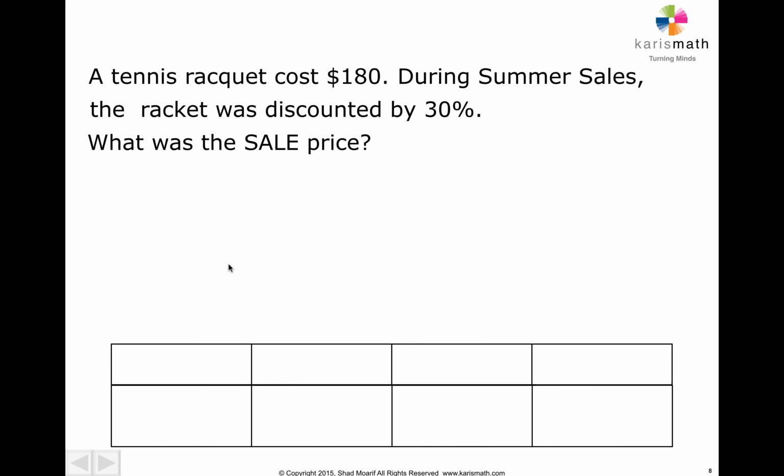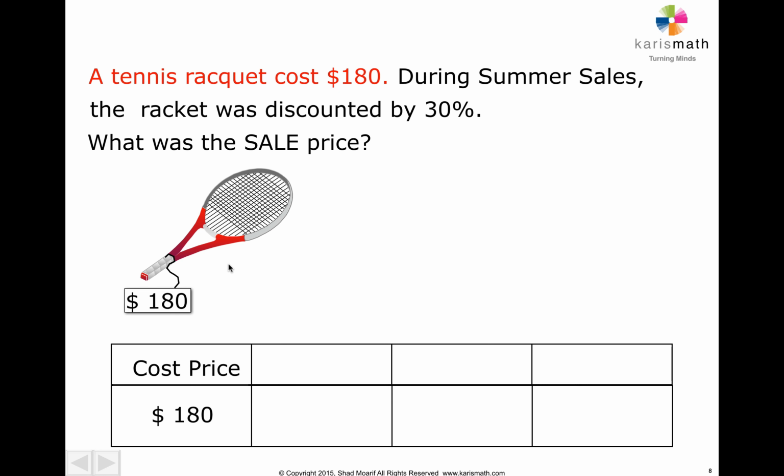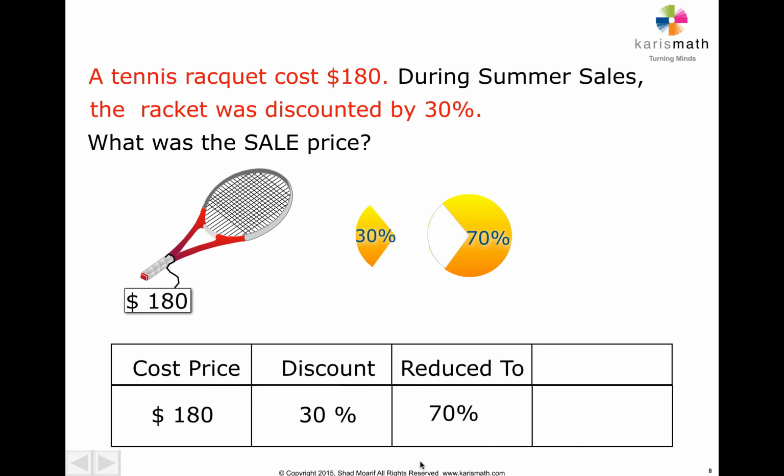Well, here it is. Tennis racket costs $180. Okay, that's the original price, the cost price. Now, during the summer sales, the racket was discounted by 30%. That means instead of 100%, you take out 30% from that, and so what is left is 70%. You discounted 30% off the total 100% price, and so you now take only 70%. It's reduced to 70% of the cost price.